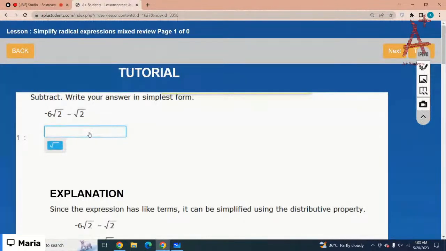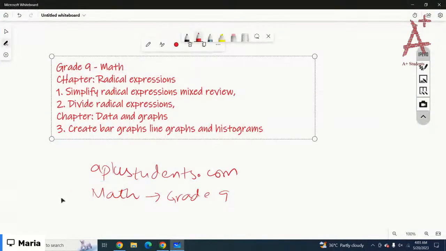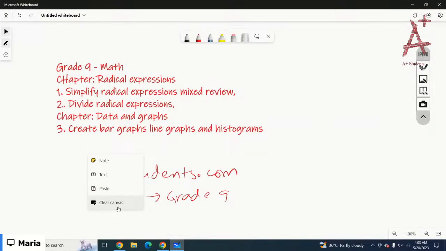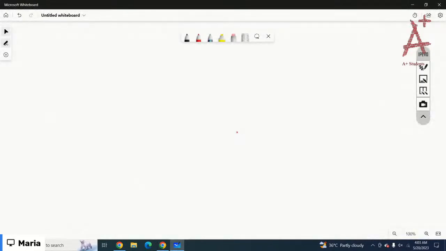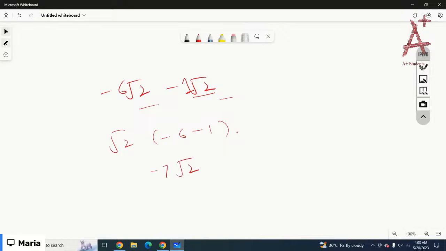Okay, so you have negative 6 square root 2, minus 2 square root 2. You can simplify it using the distributive property. Negative 6 square root 2 minus square root 2. So this square root 2 has no coefficient, it would be 1. Got it? You can take square root 2 common. You are left with negative 6, negative 1. So it would be negative 7 square root 2. Got it?